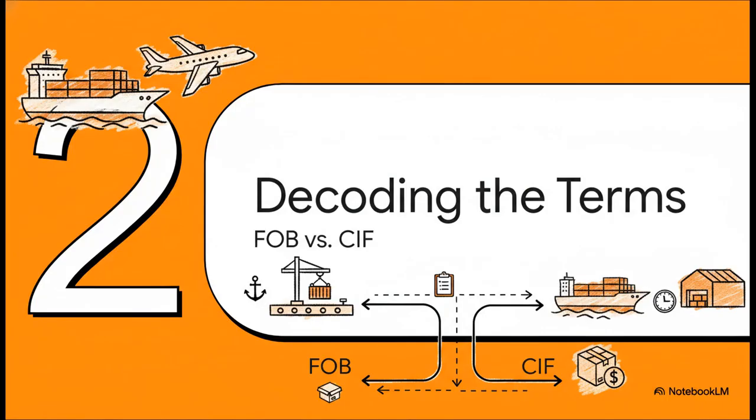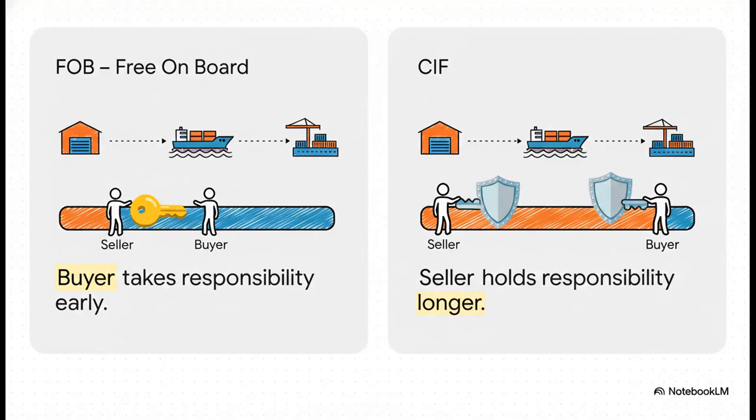And that brings us to the main event, decoding FOB and CIF. The best way to think about them is as the two main rules of the road for international shipping. They lay out exactly who is responsible for what and, this is the key part, when that responsibility officially changes hands. Here's the simplest way to wrap your head around it. With FOB, which stands for free on board, you, the buyer, take control of the shipment pretty early in the game. But with CIF, that's cost, insurance, and freight, the seller holds on to that responsibility for a lot longer. Let's really break down what that means in practice.